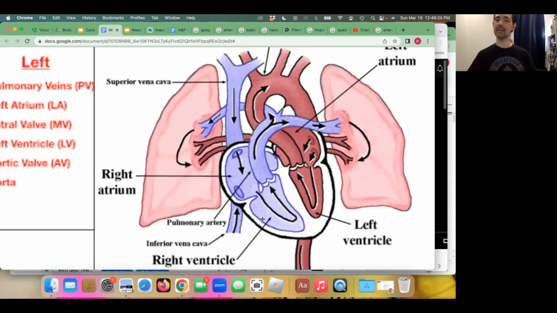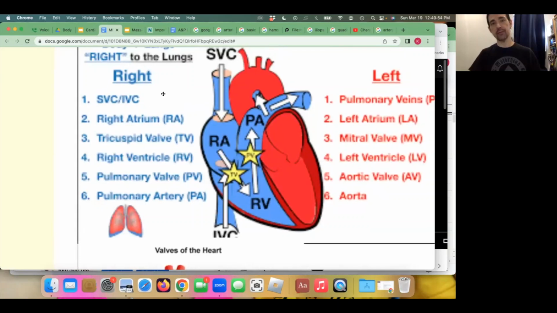So just say to yourself, stay muted, but the right side carries what? Deoxygenated or oxygenated blood? Deoxygenated blood. The left side carries what? Oxygenated blood. They may ask you something like that, right? Which one carries deoxygenated blood, which one receives oxygenated blood, or which one pumps out oxygenated blood to the body? So one more time for the right side, and then we'll move on to the left.